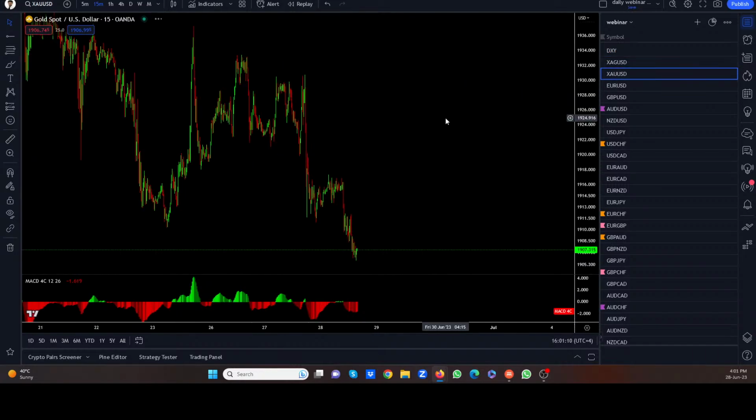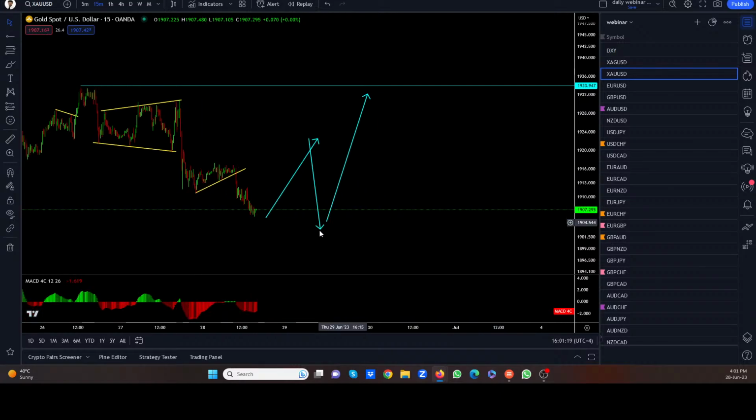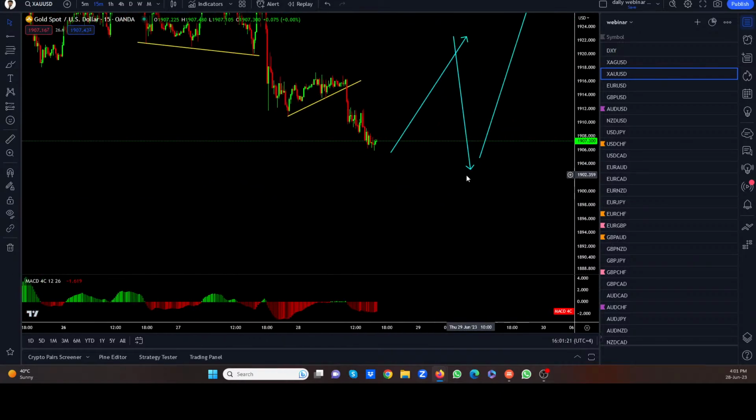Gold. Gold didn't move much. It was here this morning. It's still there. We're still expecting that move up. So if we get any buy setup, we'll go with it. There is no buy setup. There's also no sell setup on it.